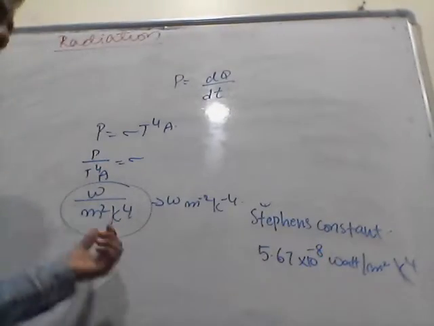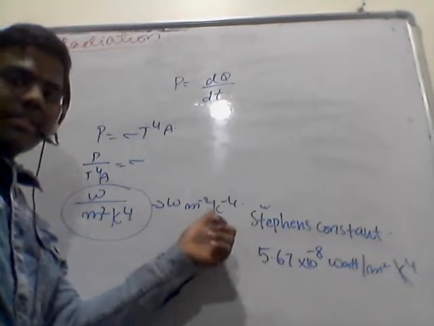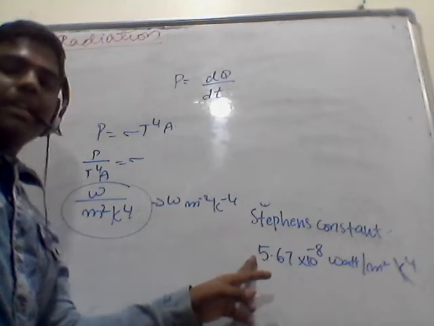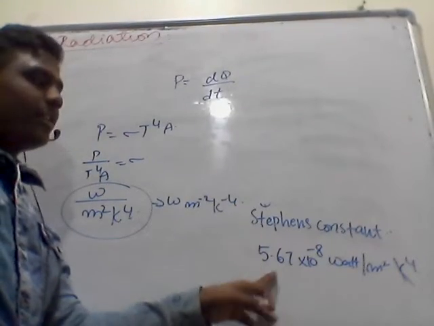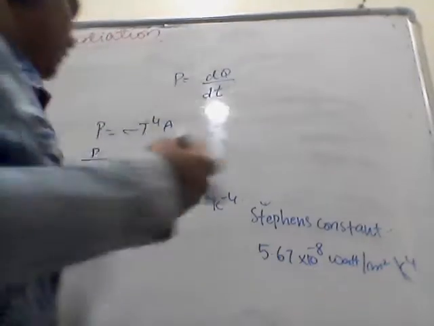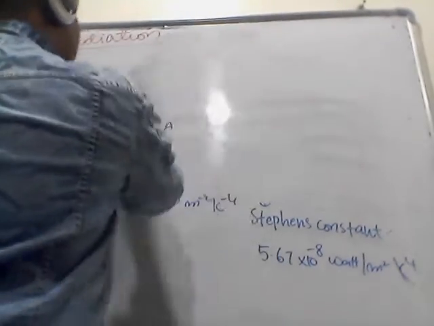By seeing the units, we must be in a position to identify what is given to us. If they are giving watts, it means that they have given us the power. If they are giving us watt per meter square Kelvin power 4, it means that they have given the Stefan's constant or sigma value, 5.67 times 10 to the power of minus 8. So these are the few basic points that we will be using to solve any problem.